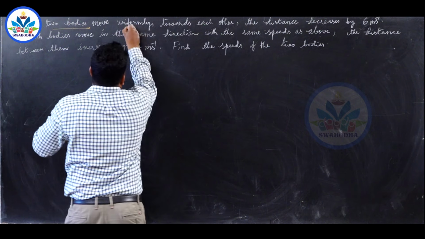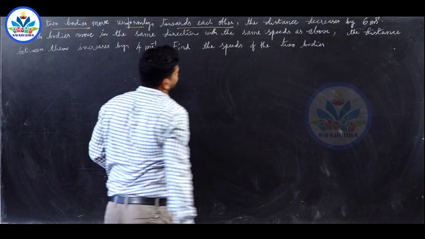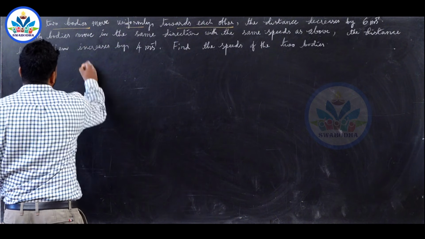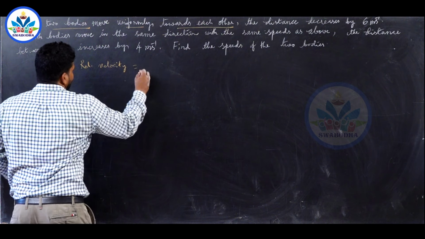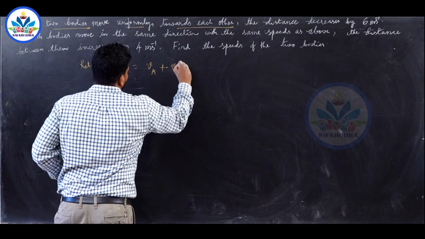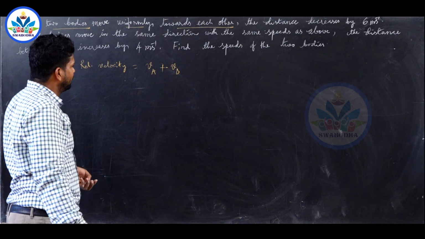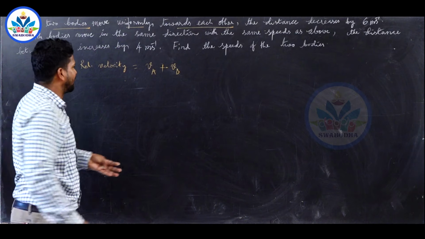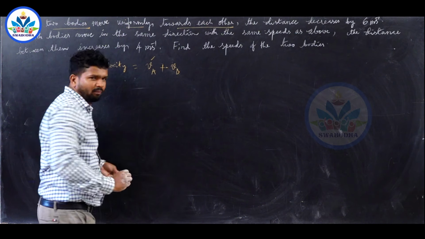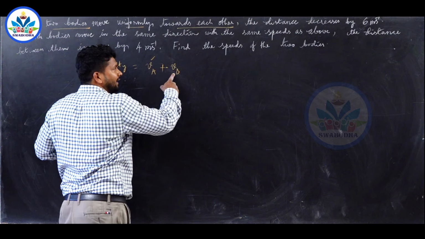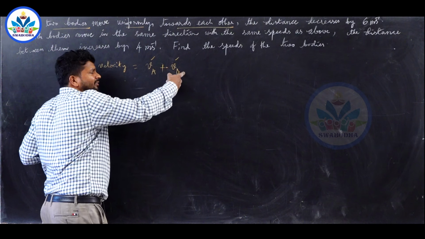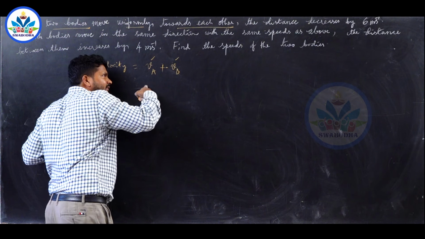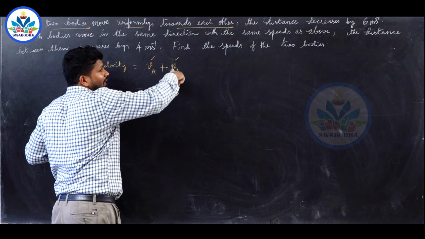When two bodies move uniformly towards each other, in opposite directions, we all know the relative velocity will be VA plus VB, because when they are traveling in the opposite direction, we choose one as positive and the other as negative. Relative velocity of A with respect to B will be VA minus VB. So if VA is chosen as positive, VB will be negative. VA minus of minus VB, that will be positive.